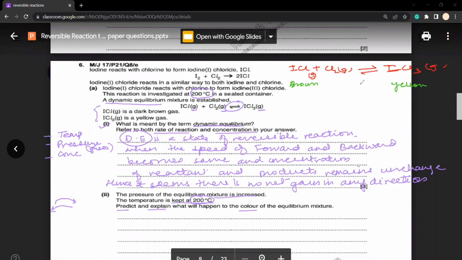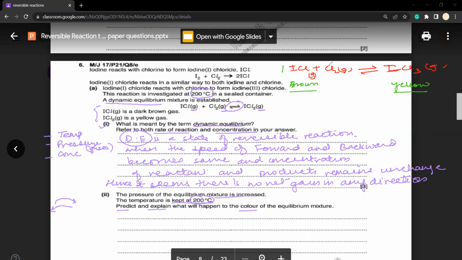Now we have to see which side the equilibrium shifts, and that is the color we will obtain. If the reaction goes forward to the product side, the overall color of the mixture will become yellow. If the reaction goes backward, the overall color of the mixture will become brown. Okay? So let's predict whether the reaction is going to go forward or backward if we increase the pressure.